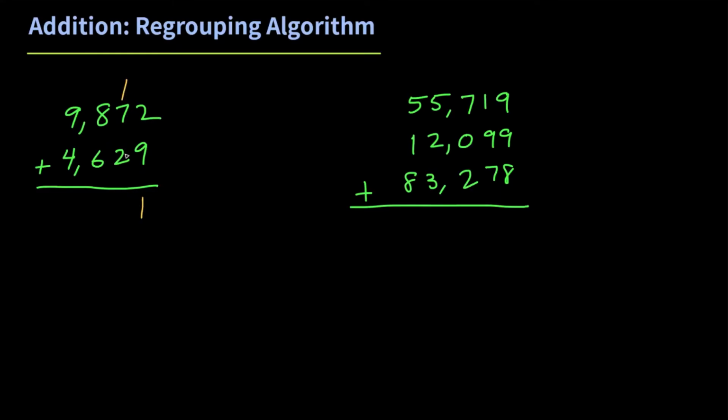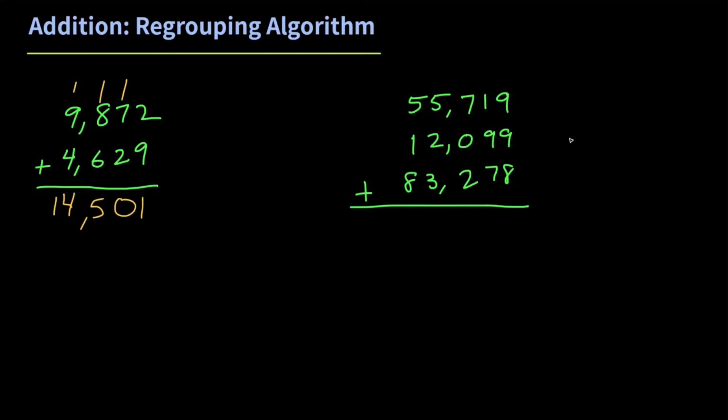1 plus 7 is 8, plus 2 is 10. So we put the 0 here and carry that 1. We have 1 plus 8 is 9, plus 6 is 15. We carry over that extra 1. We have 1 plus 9 is 10, plus 4 is 14. So the sum of these two numbers is 14,501.